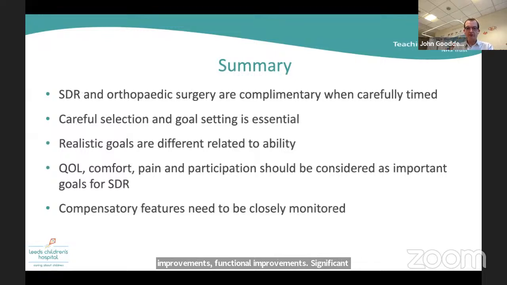What do we know about SDR? Careful selection and goal setting are essential. Realistic goals are important. Making sure that we're clear with families how much can they actually improve? What can they expect to see?